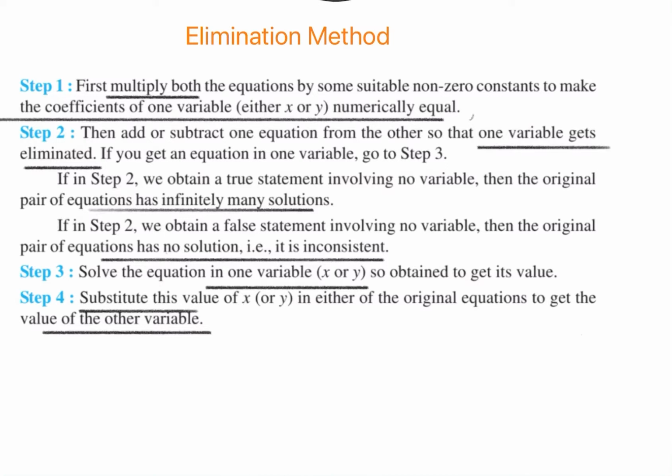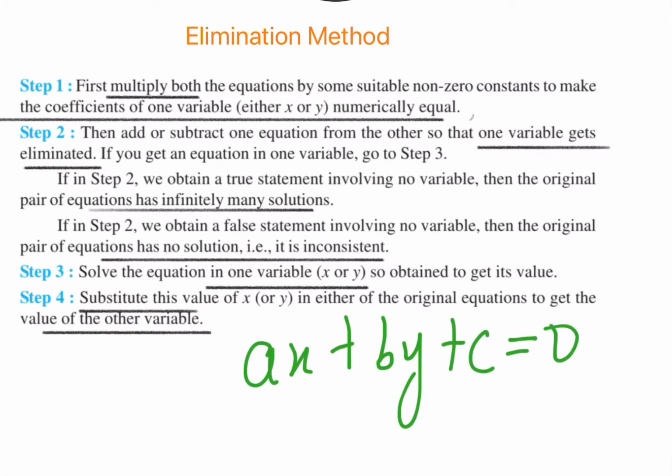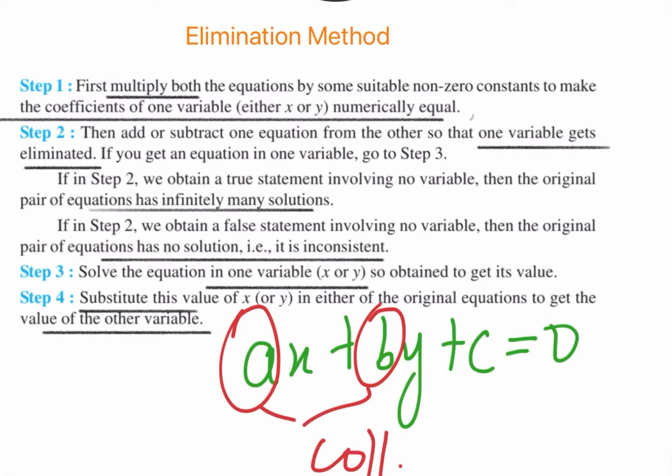Now before understanding this, you should know how an equation is written. A general form of a linear equation is written as ax plus by plus c is equal to 0, where x and y are the variables, c is the constant, and a and b are coefficients of x and y. So this is the coefficient. Alright, so the first step says that multiply both the equations by some constant, some number, so that you get these coefficients equal. Now we'll understand why we are doing this in the next step. So let us take it up with a question only.